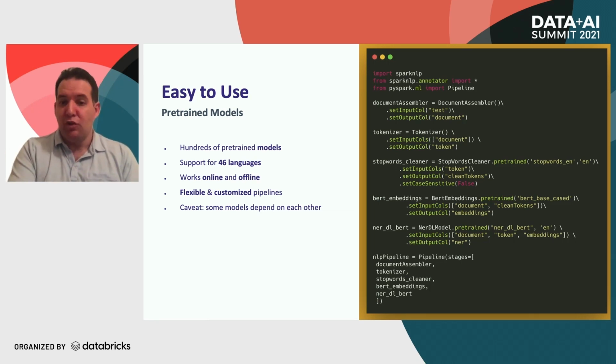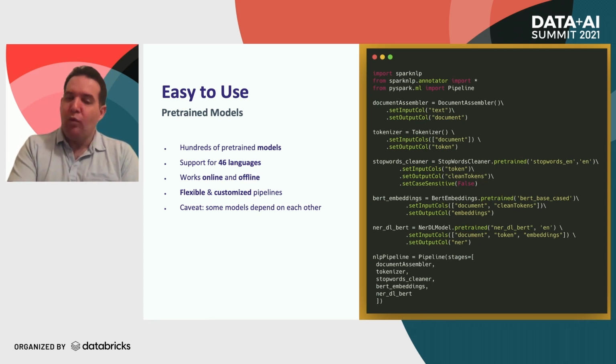In this case, we do stop word removal. So we create a new stop word cleaner. We call .pretrained, and we just use the stop word removal in English. So from the tokens, we get clean tokens. And we set it to be not case sensitive. This is, by the way, how you configure specific steps if you need to. Then we calculate BERT embeddings, and we calculate them on the tokens without stop words. On the clean tokens, we create an embeddings column, and then we load a pre-trained NerDL, named entity recognizer deep learning model, NerDL BERT in English.